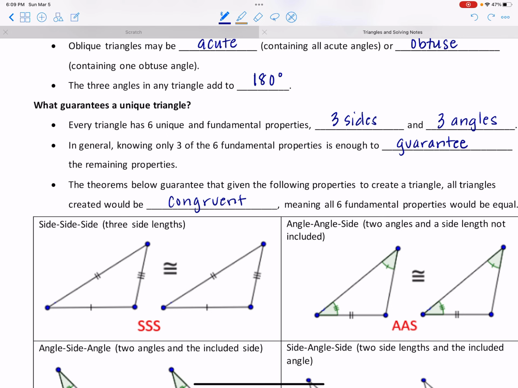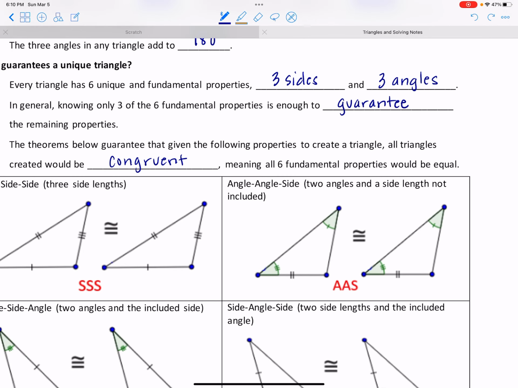Even though I'm not mentioning what the angles are, those 3 side lengths guarantee that the angle measurements would have to be the same. So we have the side-side-side congruence theorem that guarantees if 3 sides of a triangle are congruent to 3 sides of another triangle, then those 2 triangles would be congruent. So not only would their sides be equal, their angles would be equal as well.